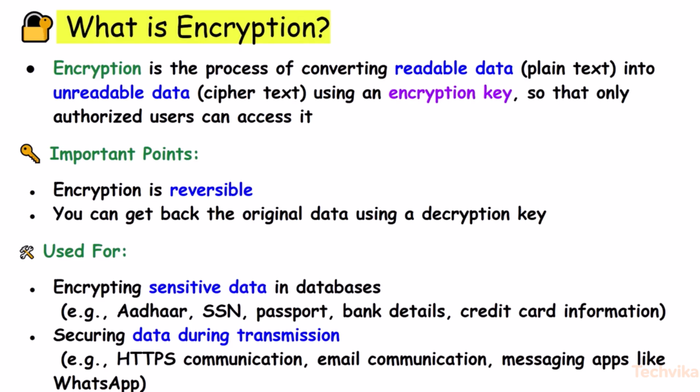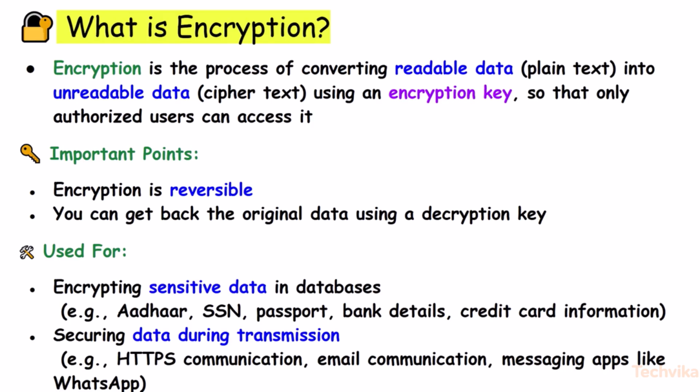What is encryption? Encryption is the process of converting readable data into unreadable data using an encryption key so that only authorized users can access it. So encryption is reversible. You can get back the original data using the decryption key. So encryption is used mainly for encrypting the sensitive data.